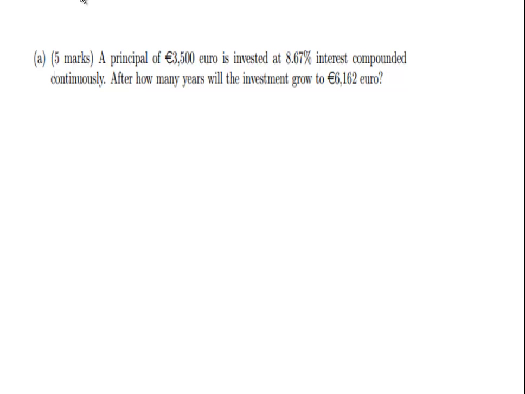First off, we have a principal of €3,500 invested at 8.67% interest compounded continuously. That's an important thing: continuously compounded interest. After how many years will the investment grow to €6,163? So first off, let's write out our equation for continuous compounding.